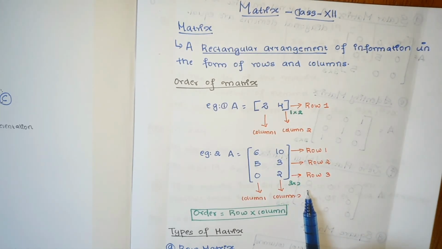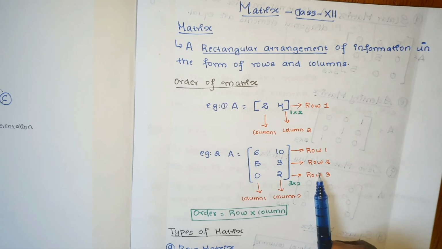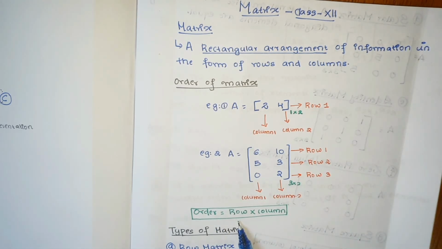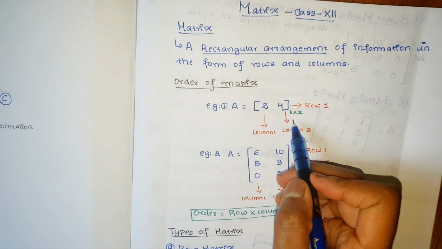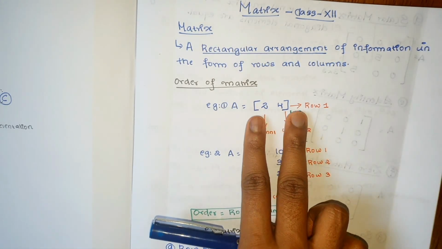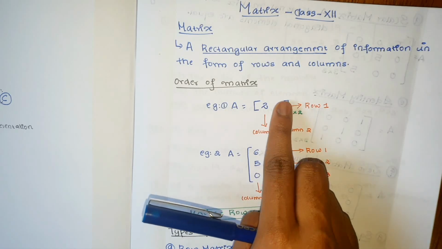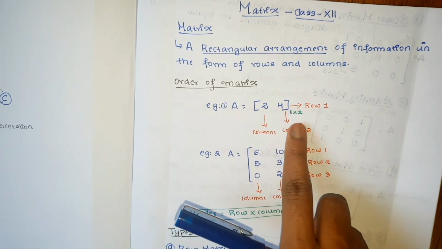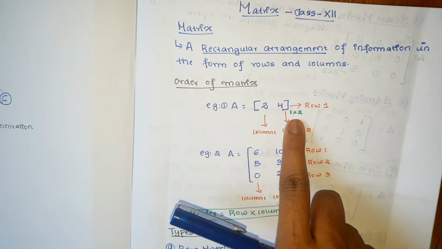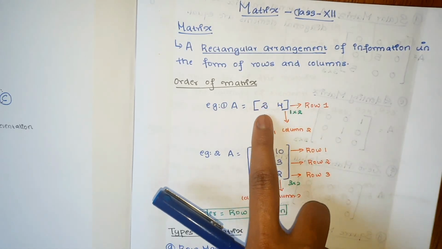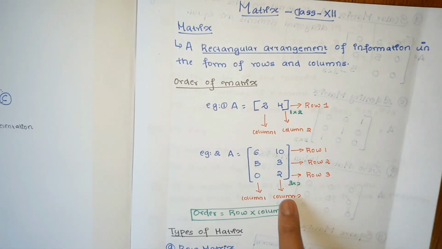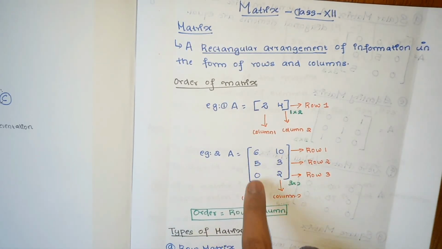So 3 by 2 is the order of the second matrix. So order is equal to row into column. Okay, so students, if you multiply this 2 into 3, you get the total number of elements of the matrix. Here 3 2s are 6. How many elements does it have? 1, 2, 3, 4, 5, 6. 6 elements it has. Okay, so that's about the order of the matrix.